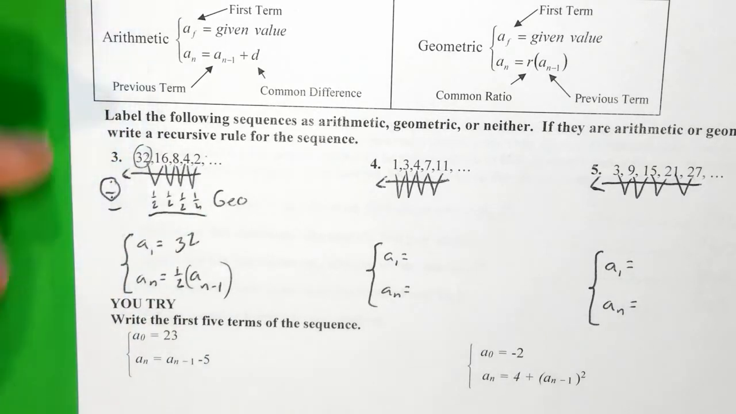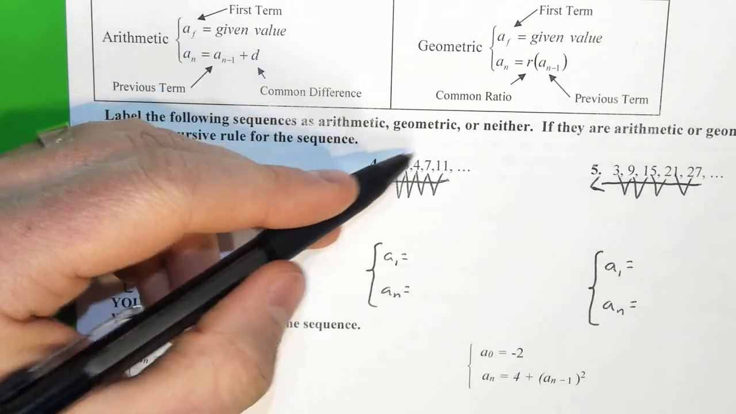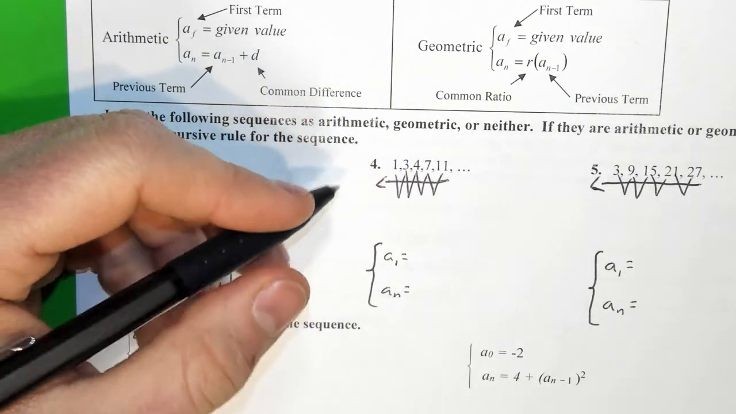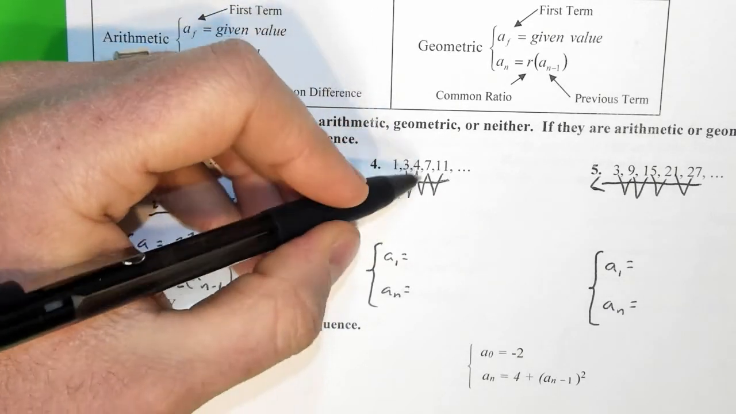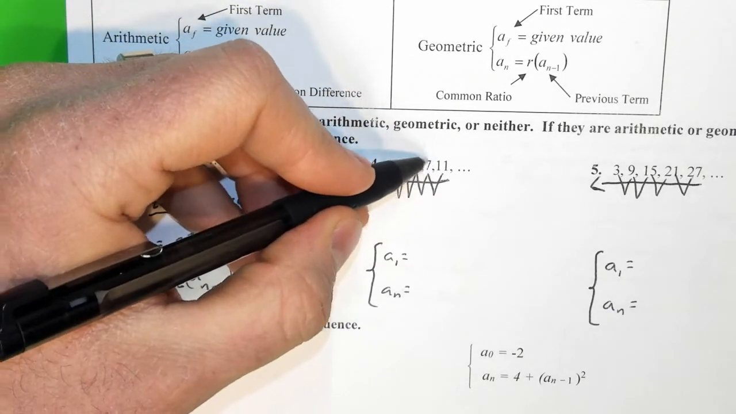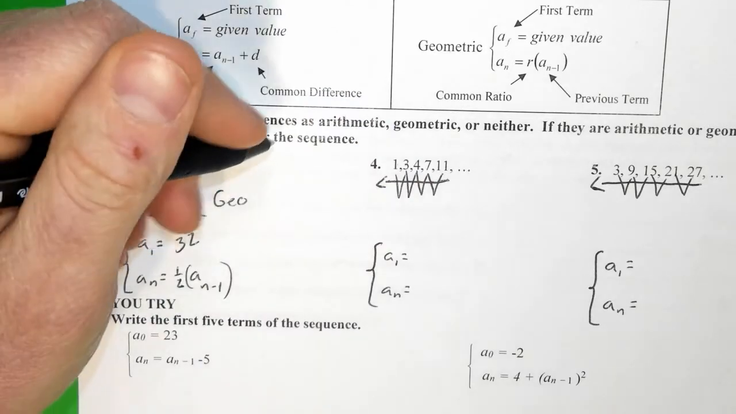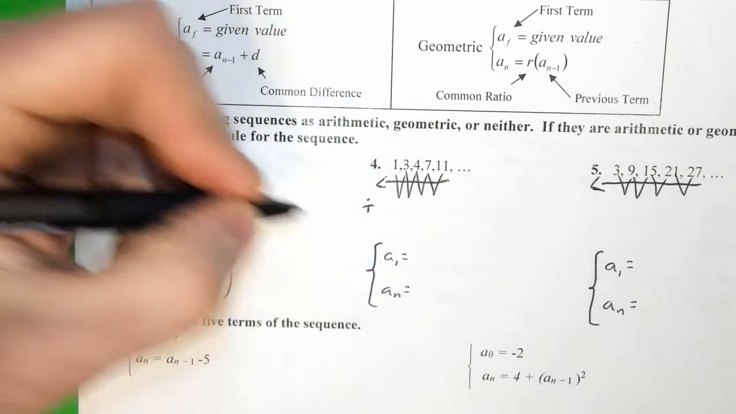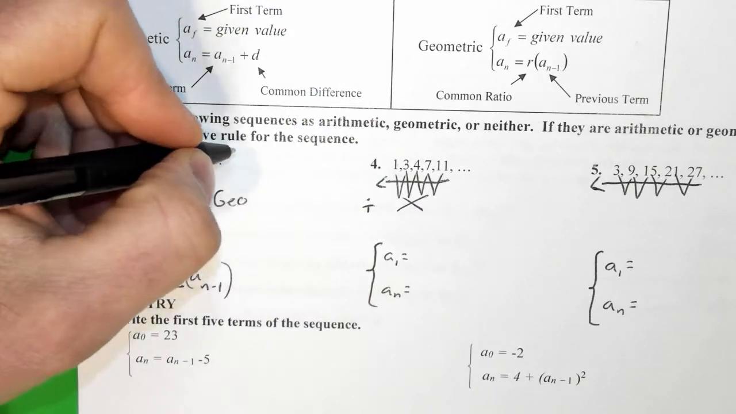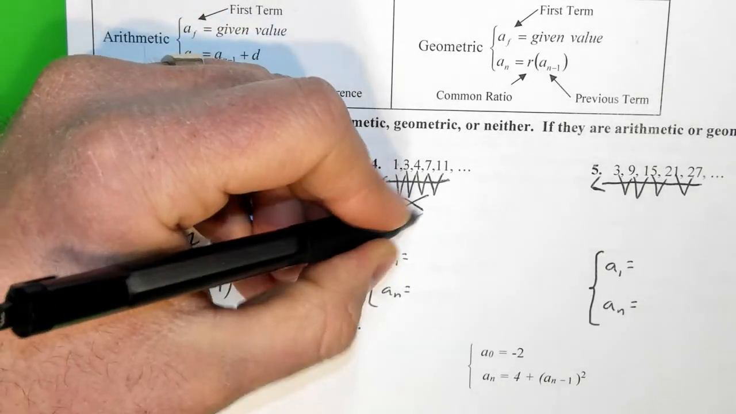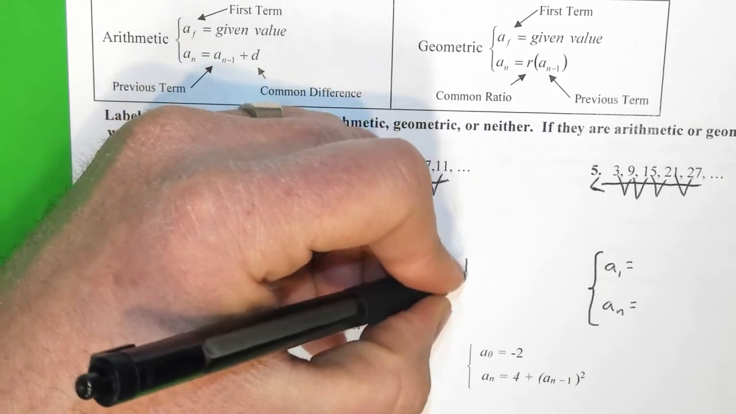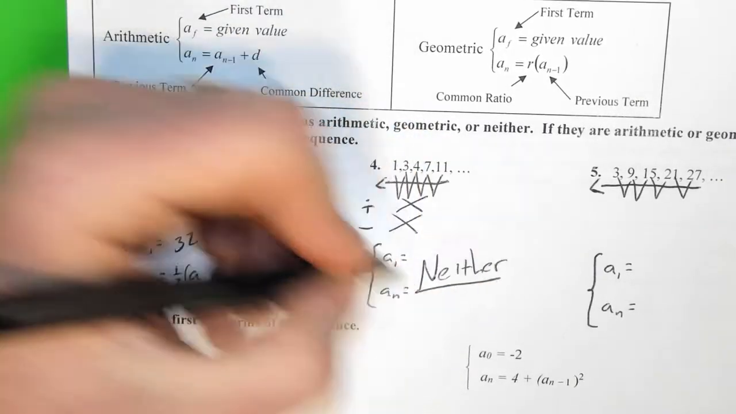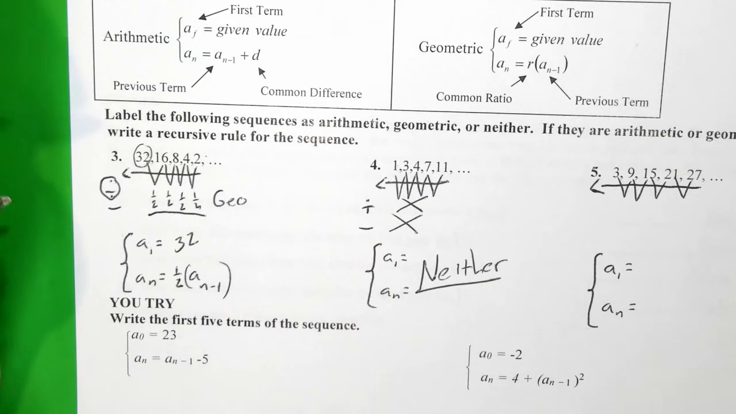Okay, let's do it 2 more times. For problem number 4, we've got these numbers, and they are increasing in size, but at very different rates. The jump from 1 to 3 is different than the jump from 3 to 4, and the jump from 4 to 7 is different from the jump from 7 to 11, so they're not really working well. If you try the division, you do not get the same answer every time. And if you try subtraction, you do not get the same answer every time. This one is a neither. It's a goofy little set of numbers, and they don't really look like they follow a pattern, and that's because they don't.